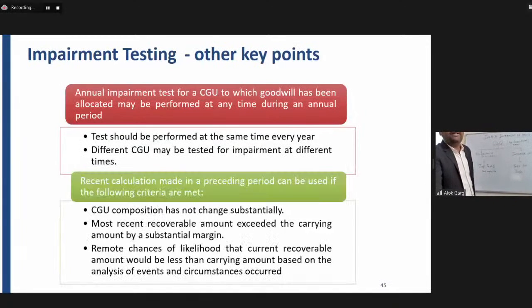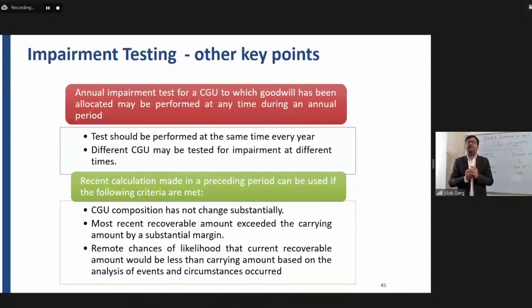Then what are the other key points? The annual impairment test for a CGU to which goodwill has been allocated may be performed at any time during an annual period, but the frequency should be consistent. Different CGUs may be tested for impairment at different times, but again, for those particular CGUs, the frequency should be consistent. If the impairment testing has been done for CGU A in June 2019, it should be done somewhere in June 2020 the next year.